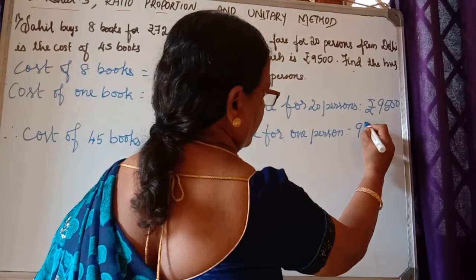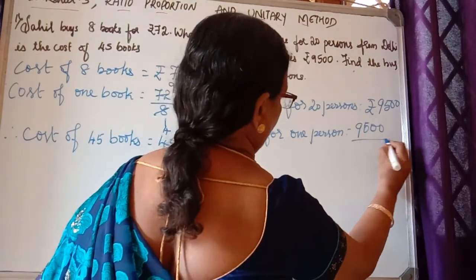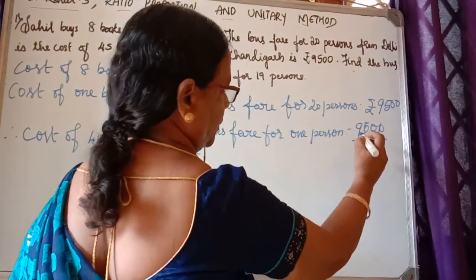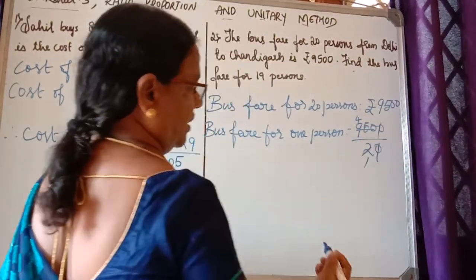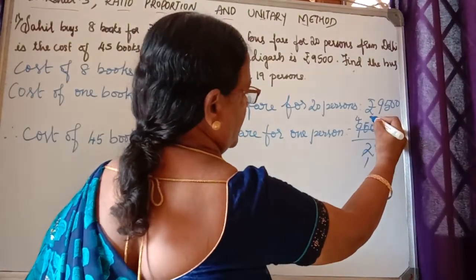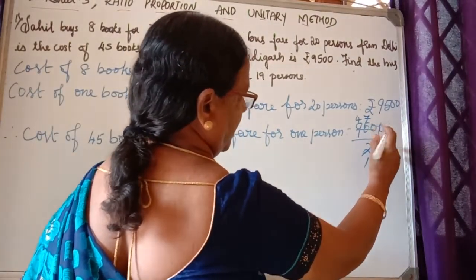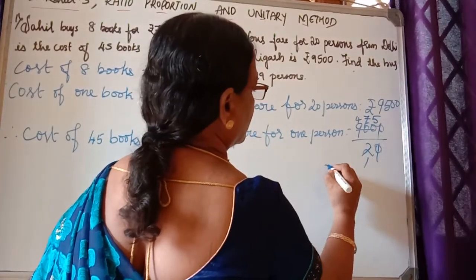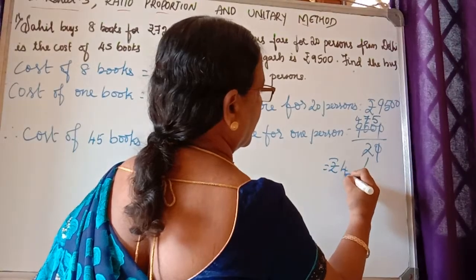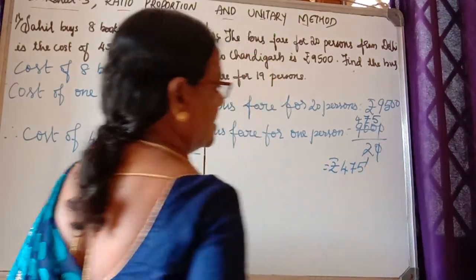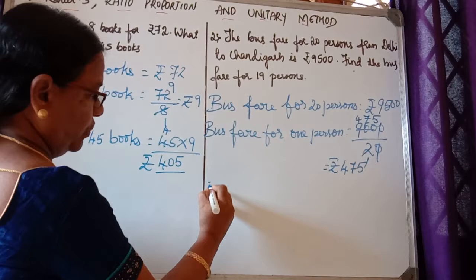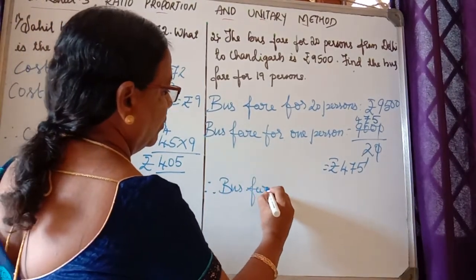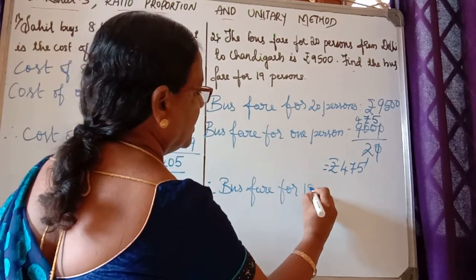What do we have to do? Total cost divided by 20. 0, 0 you cancel it. 2 ones are 2. 4 2s are 8. Remainder 1, 15. 7 2s are 14. Remainder 1, 10. 5 2s are 10. So what is the bus fare for one person? Rupees 475. Now we are going to find the bus fare for 19 persons.